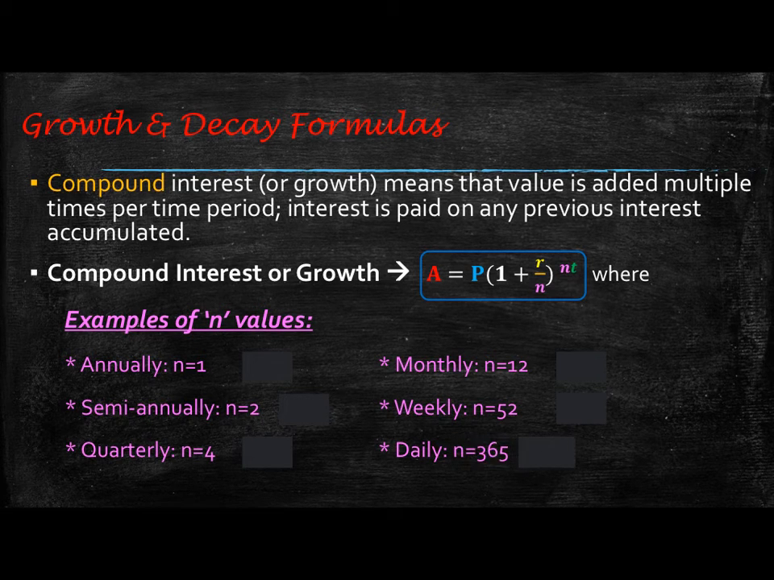And then if it says daily, we have 365 days in a year, so our n is going to be equal to 365. Again, you're going to see this in the word problem. It'll tell you compounded blank, compounded monthly, compounded weekly. Therefore, you know you're using your compound interest formula, and then what it says after the compounded represents what your n value is.